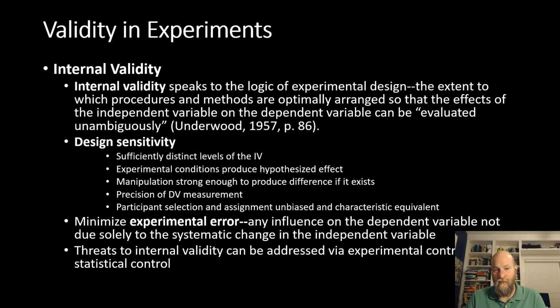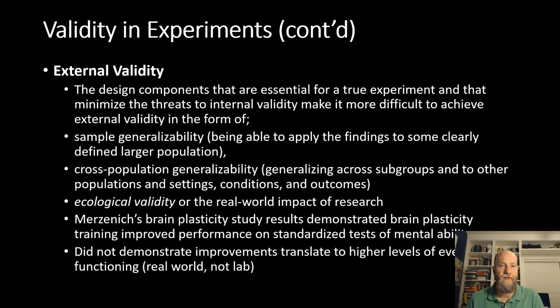And we do this in a variety of ways. We can do this by designing a very rigorous experiment. We can do this by training our researchers and our experimenters to do things consistently the same way with every participant, so they're not randomly introducing noise into the process, right? So threats to internal validity like this can be addressed via strict and rigorous experimental control and then statistical control by pulling out the influence of confound variables. So that's internal validity. Let's talk about external validity.